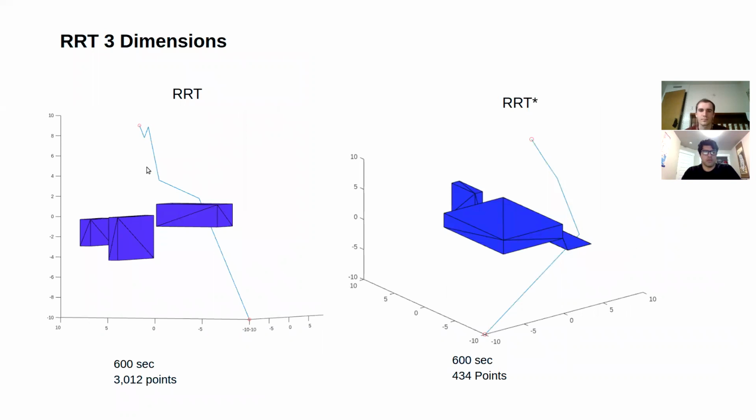So here's an example of RRT in 3 dimensions. As you can see, it produces a relatively good path, but the shape is not very smooth. This is in 600 seconds, and it produced about 3,000 points. RRT star produced a somewhat better path. However, it was much slower. It only produced 434 points.